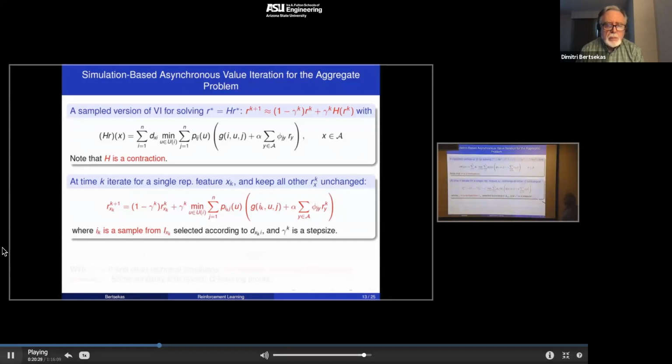Okay, so here's how this works. Instead of computing an expectation, we just sample this. We sample, and at time k, we iterate for a single representative feature. We pick a representative feature at random, x k, update the cost estimate of that using this interpolation formula, and we keep all the others unchanged. Now, i k here, okay, we need an i k. I k here is a sample from the footprint of x k. And it's selected according to the disaggregation probabilities.